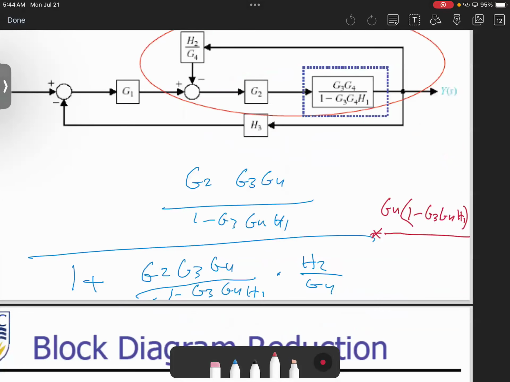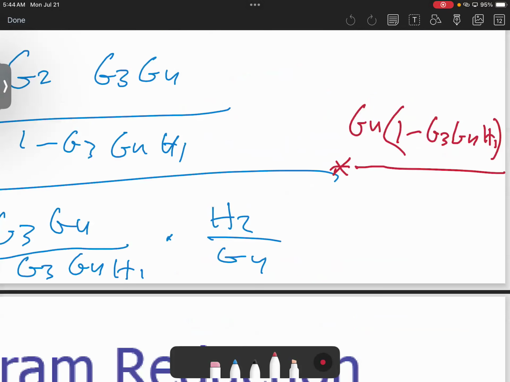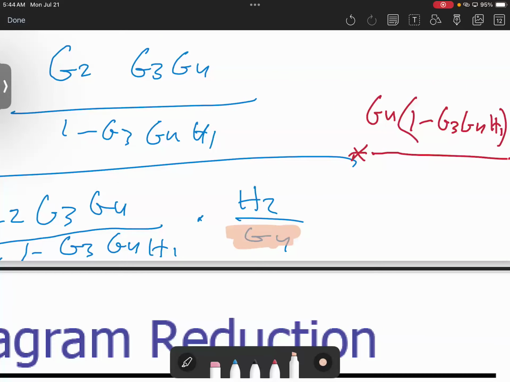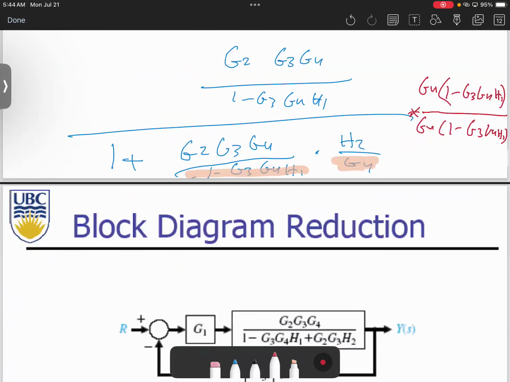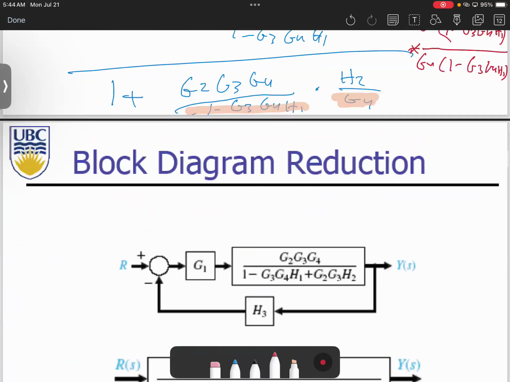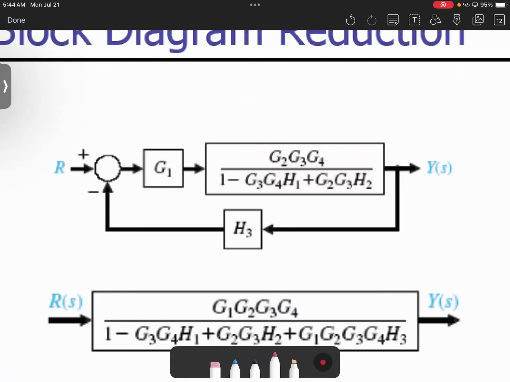Now, why do I multiply by G4? Because we have a G4 here. So that's why we will multiply by this part, then divide by G4, 1 minus G3, G4, H1. Then when we do the simplification, it will be like this. Okay?